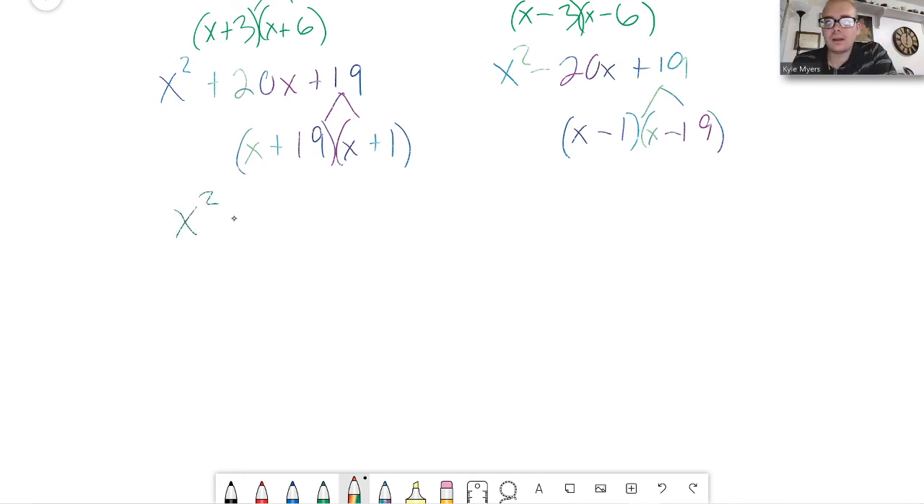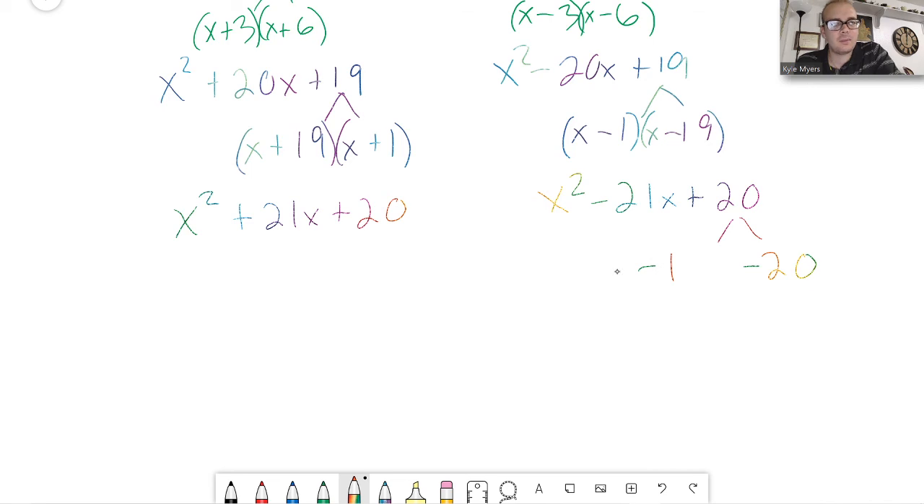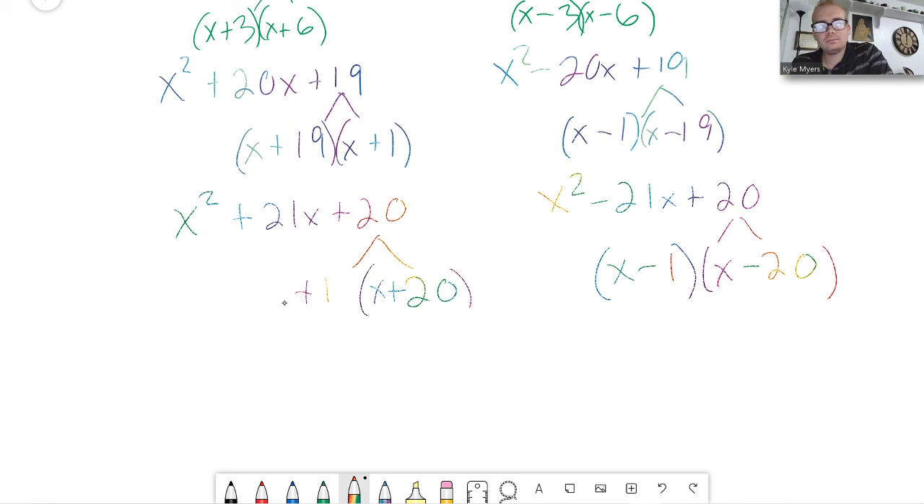x squared plus 21x plus 20, and x squared minus 21x plus 20. 20 is 1 times 20. If I make them both negative, I still get a positive 21. I multiply. So I do that and that. 1 and 20, plus and plus.